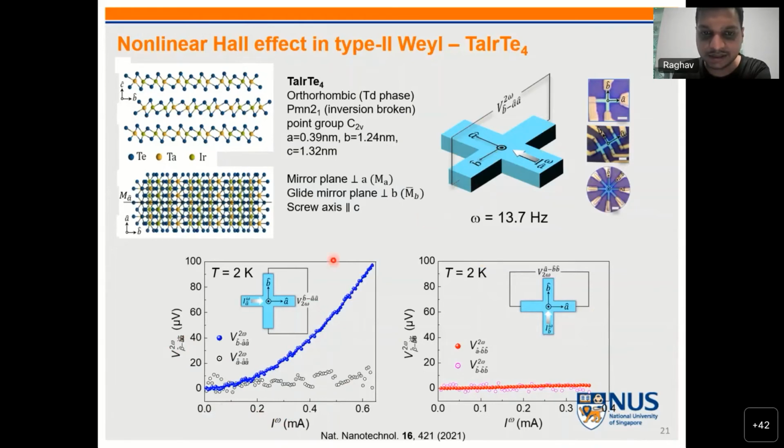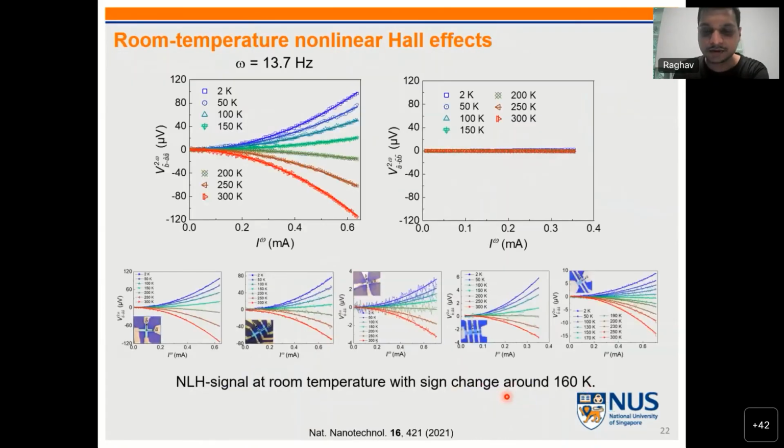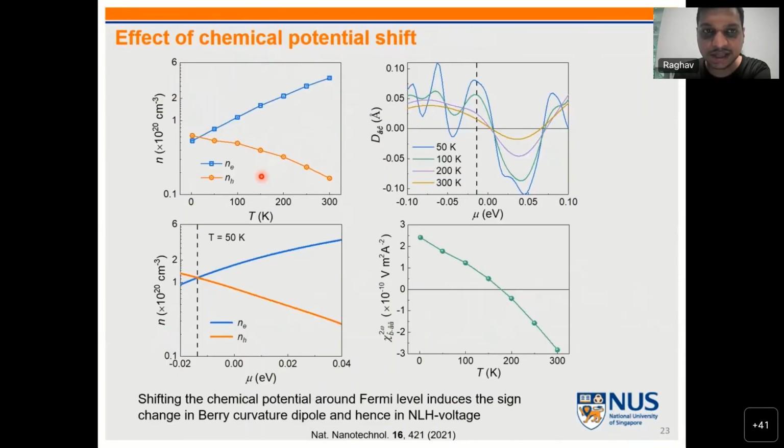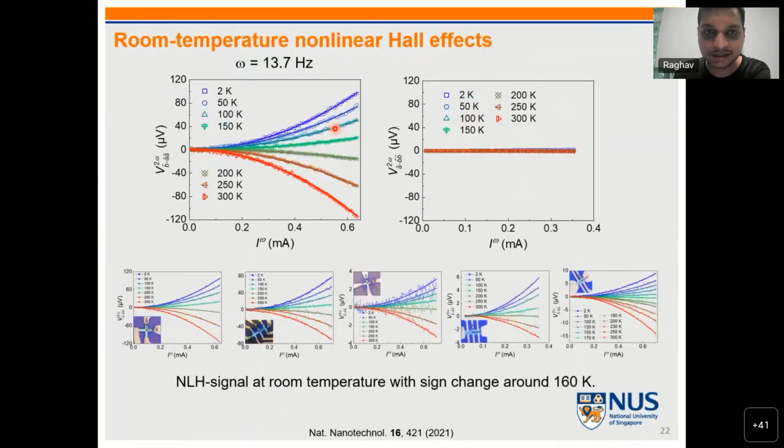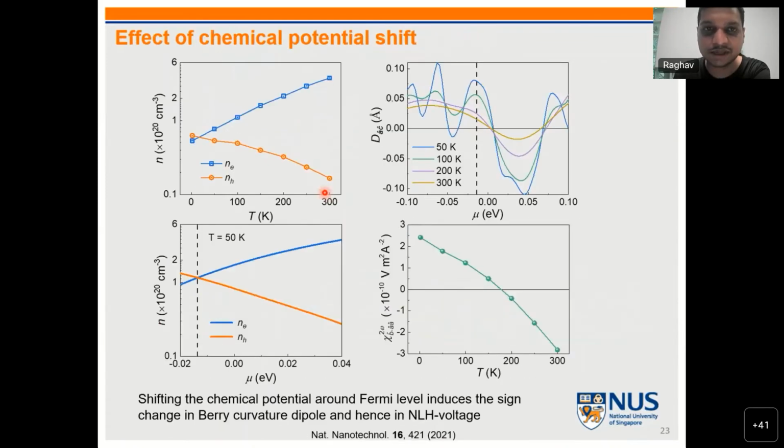So this is shown here: we observe the second order Hall effect only along this B axis, and along the A axis we don't have anything. Finally, as our motivation was to observe the nonlinear Hall effect at room temperature also, we have seen this over a range from 2 Kelvin to 300 Kelvin, and it also changes sign with temperature. Theory collaborators have shown that this change in sign happens because of the shift in chemical potential, which also changes your Fermi surfaces and your Berry curvature dipole in these devices. Of course, this is a theory part, so I will not go into detail.